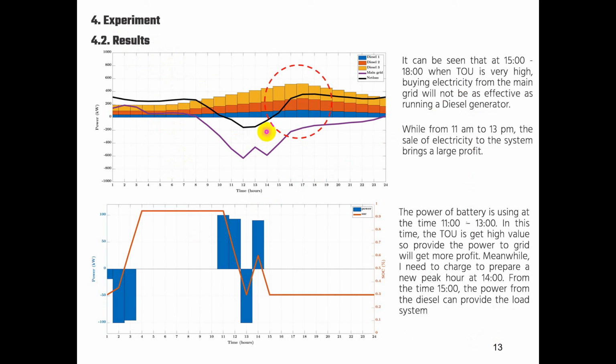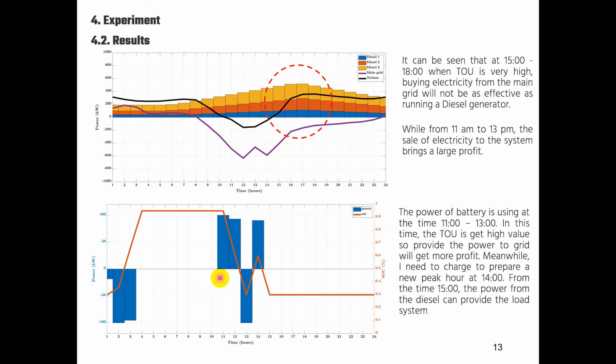In the first picture, we can see the plan for one day. We need to operate three diesel generators and the main grid from time 15 to 18, when the TOU is very high. Buying electricity from the main grid will not be as effective as running the diesel generators. Meanwhile, from 11 a.m. to 13, selling electricity to the system brings a lot of profit.